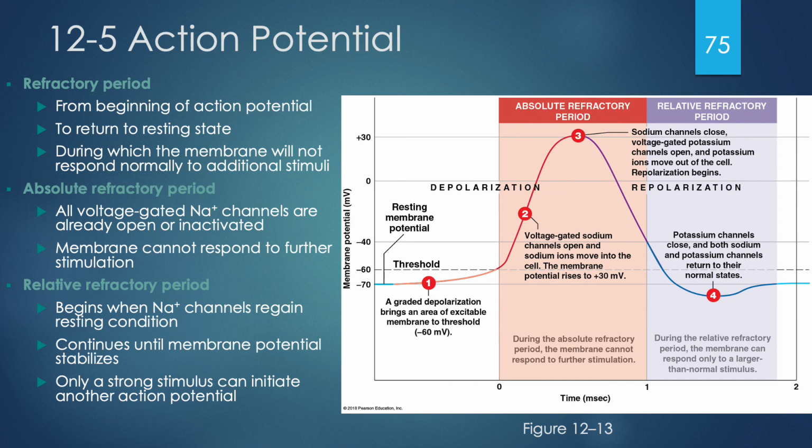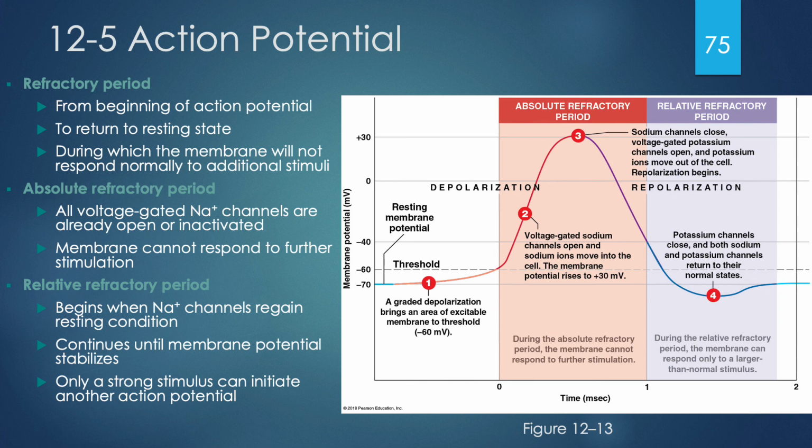So now we'll move into depolarization, and all of the voltage-gated sodium channels will open up, and the sodium ions are going to move into the cell really rapidly. So we move from negative 70 up to a positive 30 millivolts at this point. So we're way above zero.